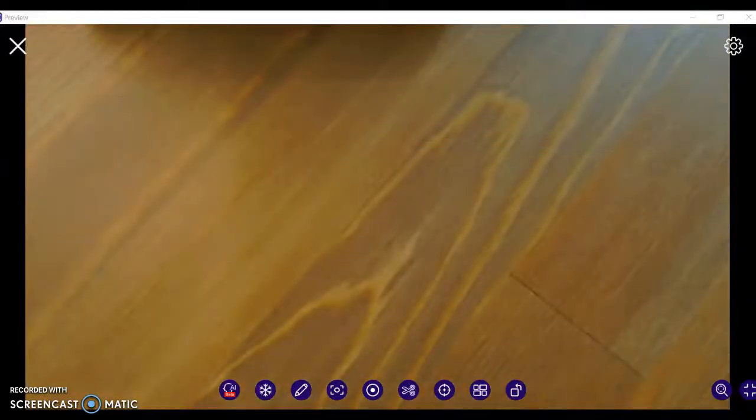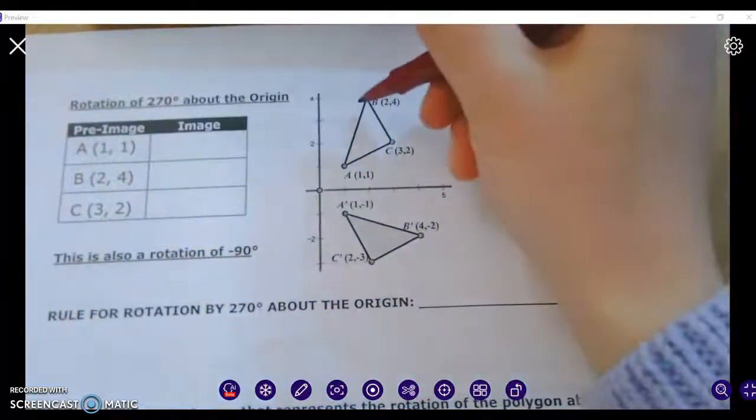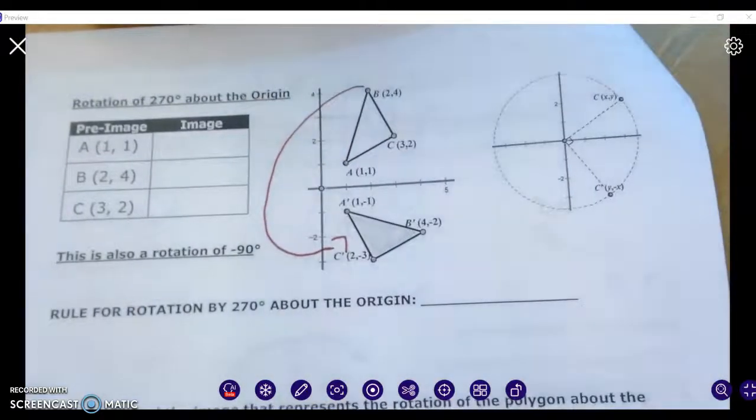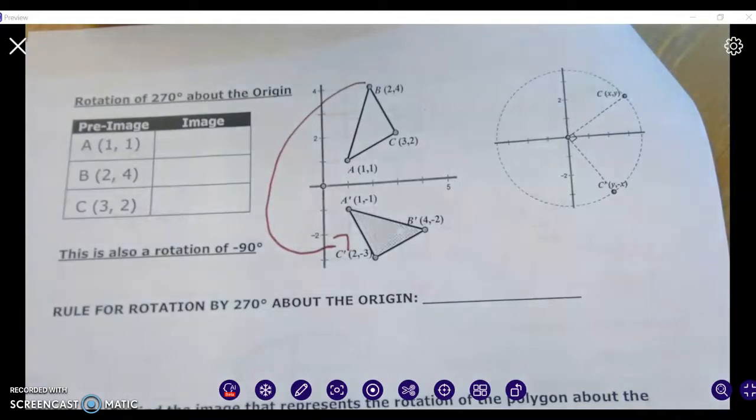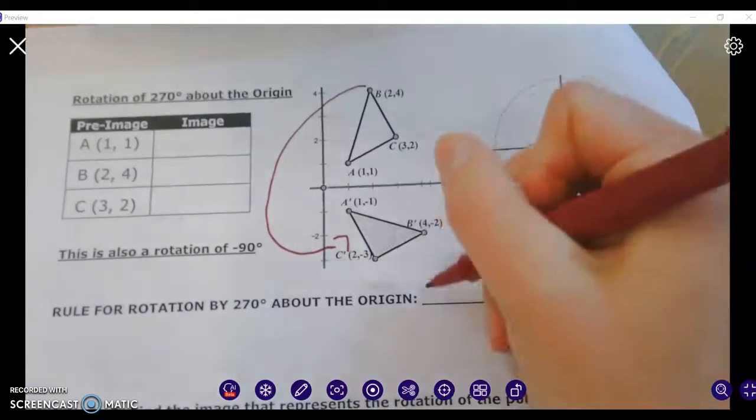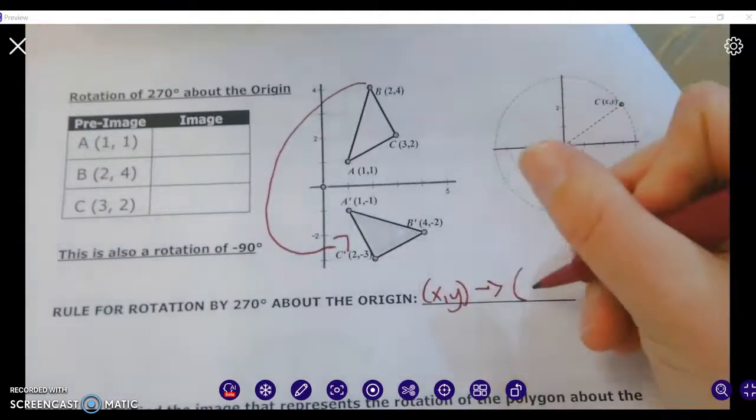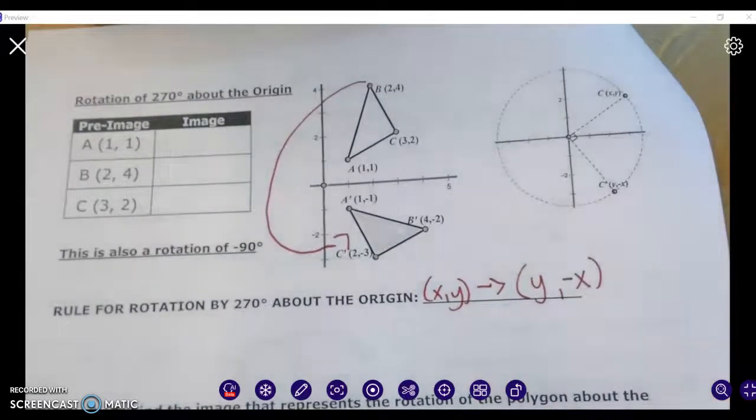And then the last type of rotation is a 270-degree rotation, which starts here, and it goes around 3 spots on the grid. The rule for a 270-degree rotation looks like this. We flip the spots of y and x, but the x will become negative.